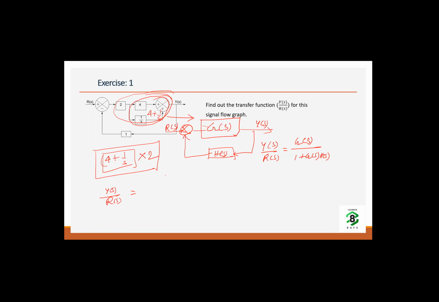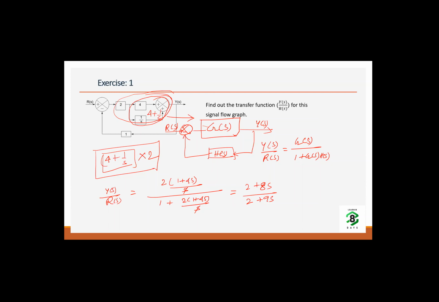This G(s) is 2 into (1 plus 4S) by S. This is the G(s), and then the denominator is 1 plus G(s) into H(s). H(s) is 1, so it is again the same thing. And you can simplify it like this. S you can cancel, then 2 plus 8S in the numerator, and the denominator becomes 2 plus 9S.